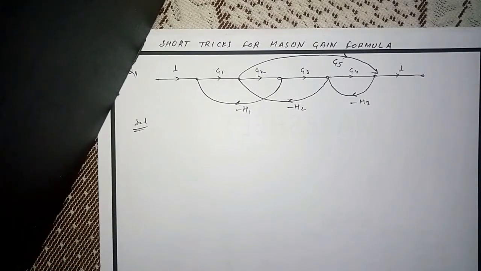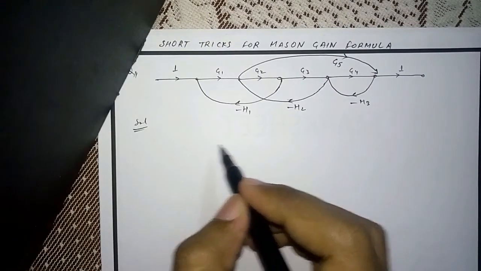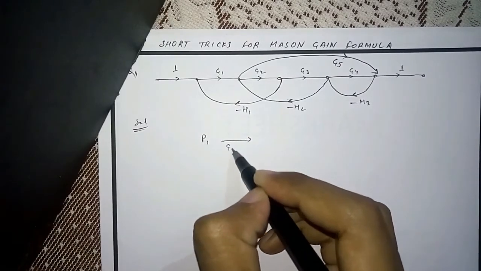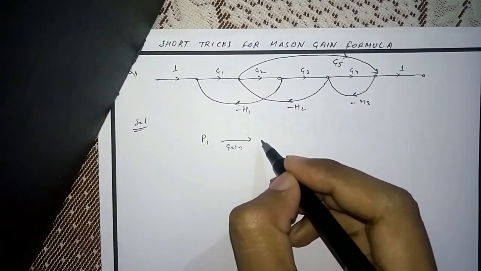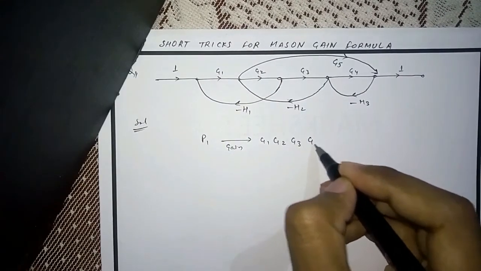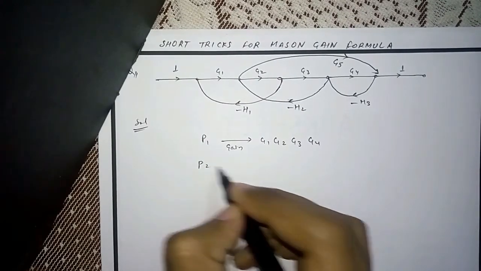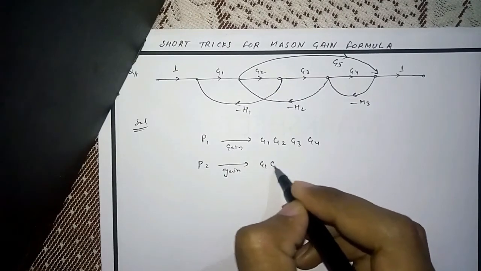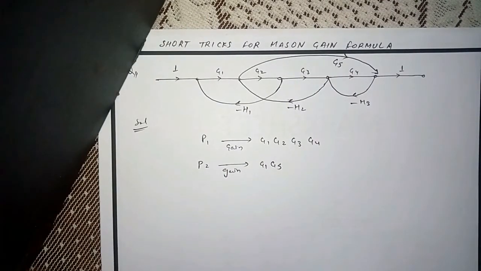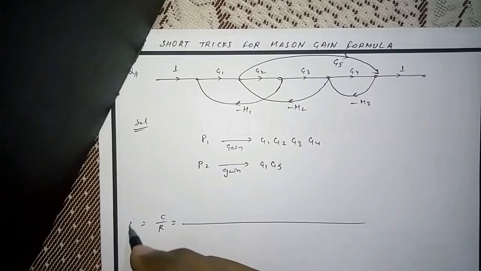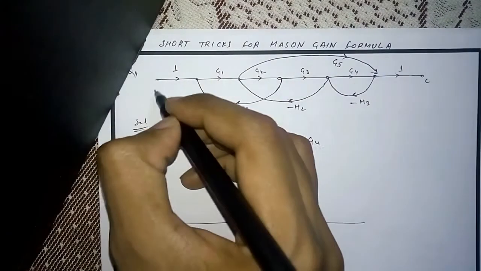और आज हम इसका सॉल्यूशन देखने वाले हैं बाय शॉर्ट ट्रिक्स। So guys, first we have to look at the paths. We have path 1, whose gain is G1, G2, G3 and G4. And the second path is, guys, whose gain is G1 and G5. Okay guys, so by the short trick we just have to write C by R, which is the transfer function, C and this is the R.